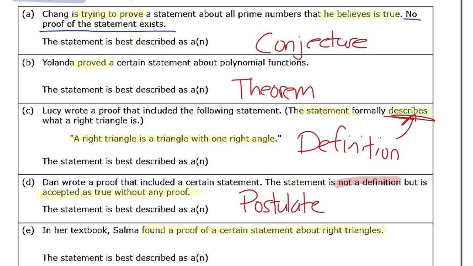So it is a proof. So if you found the proof, it's showing that that conjecture about right triangles has to be true because that was proved. If it's proved to be true, this is then a theorem.